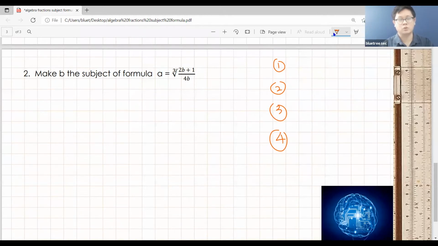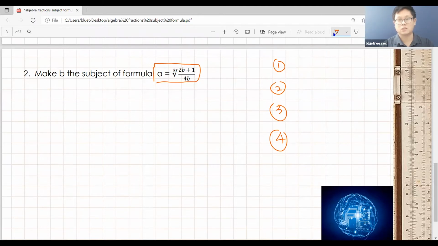Okay. Now, in the subject of formula question, basically you are trying to change the main character from one to another. If you notice the current question, what they are giving you is basically A as the subject. You can see that A is by itself on the left hand side without any more A on the right hand side. You don't notice, right? So that is considered A as the subject, because A is the only thing by itself found on the left side of the equation.